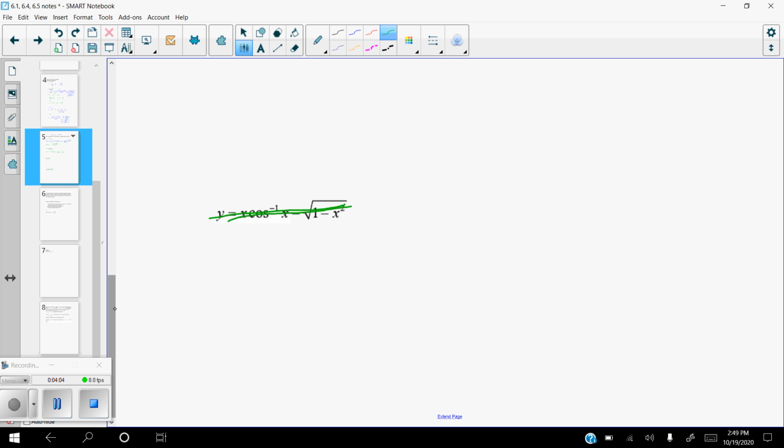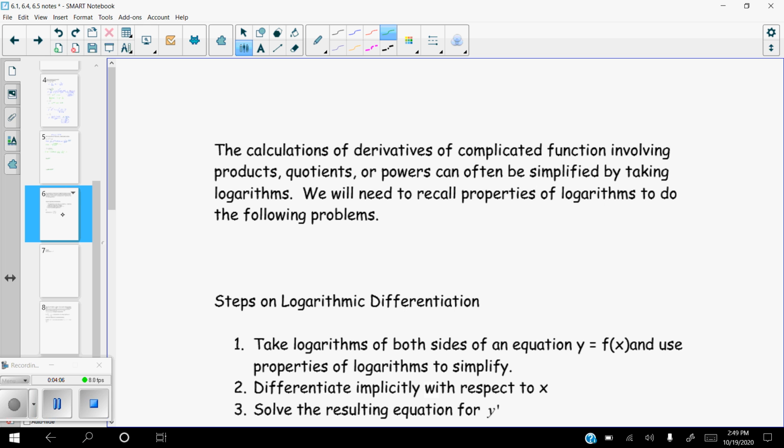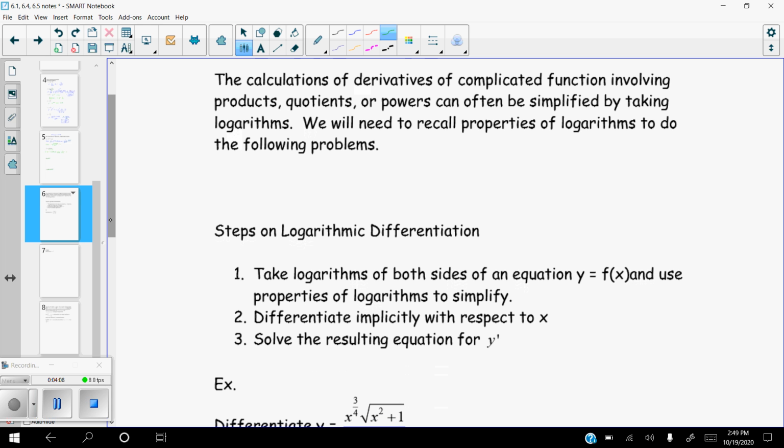Okay, now let's get to something slightly more interesting. Something which is called logarithmic differentiation, meaning that we can figure out how to take derivatives by using properties of logs to do it. So here's the idea. We're going to take logs of both sides of an equation and then use the properties of logs to simplify the equation, and then we're going to go ahead and differentiate implicitly with respect to x. That way we can actually solve for y prime or dy over dx.